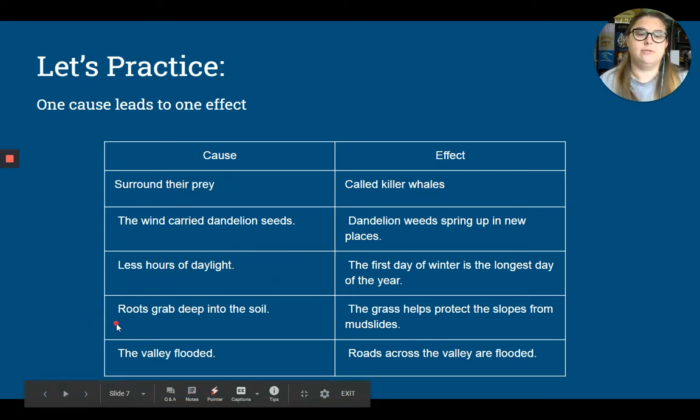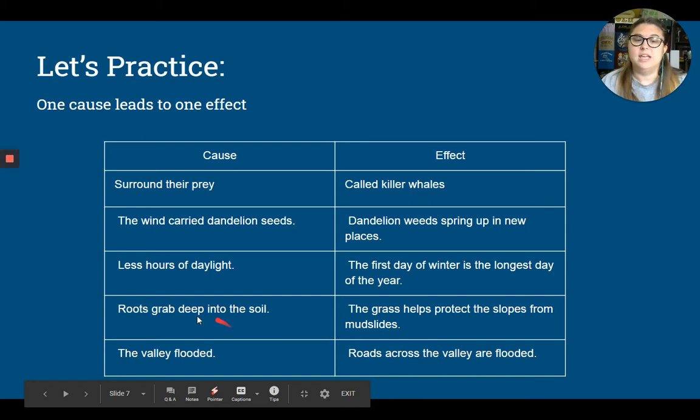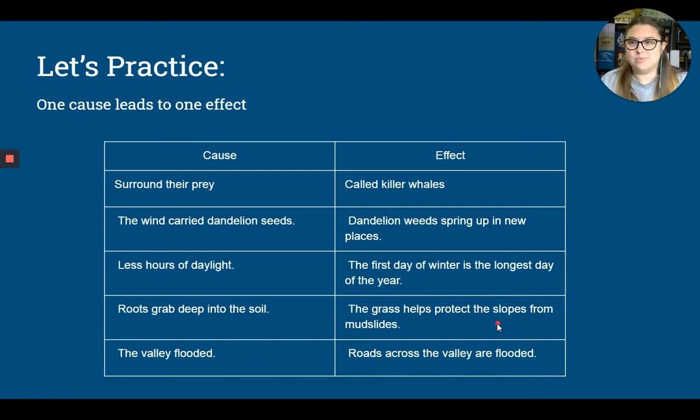All right, our 4th sentence. My cause was that roots grab deep into the soil, and my effect is that the grass helps protect the slopes from mudslides. We're going to say that the roots happen first, because they grab deep into the soil, they are protecting the slopes from the mudslides. The grass is what's keeping the mudslides from happening, so we're saying the grass has to come first.